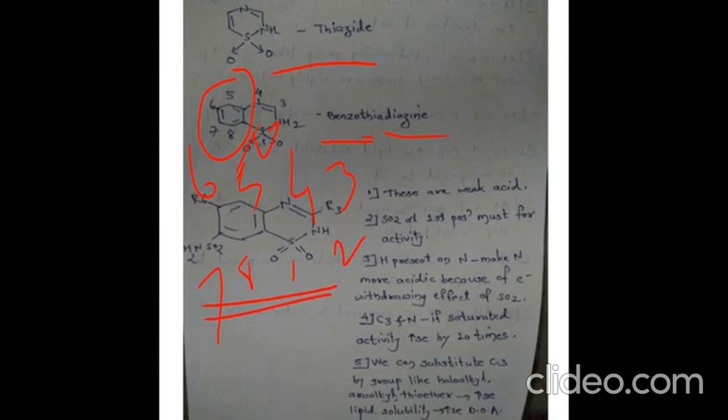The first point in the SAR is that these types of drugs are weak acids. They contain two types of acidic groups in this structure. One is this NH group and the second is the SO2NH2, in that the NH2 group. These two groups are responsible for the acidic nature of this structure.